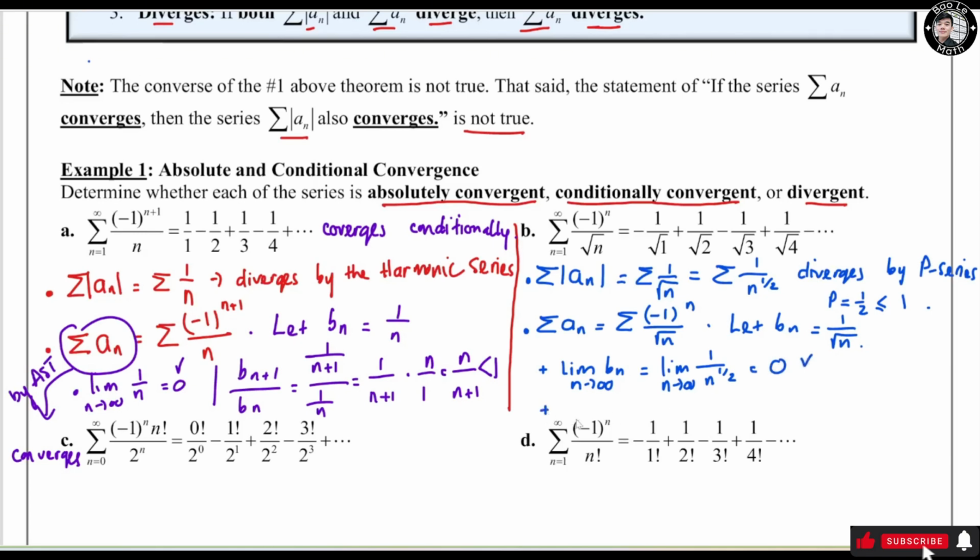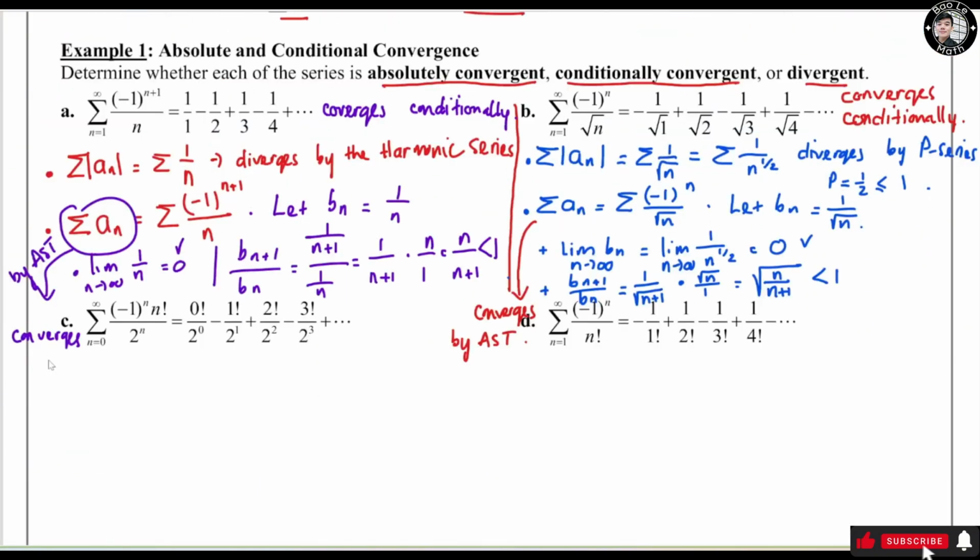Now we move on to the second condition. We take b sub n plus 1 over b sub n. It's 1 over square root of n plus 1 times square root of n over 1, so it's square root of n over n plus 1, and it's less than 1 for sure. Then by the alternating series test, the original series converges. So you can conclude that the original series converges conditionally.